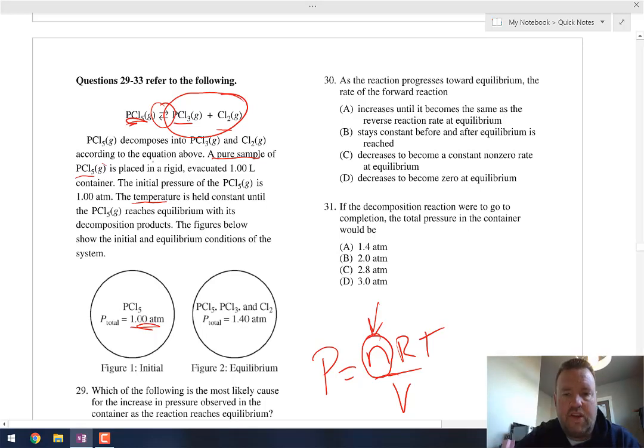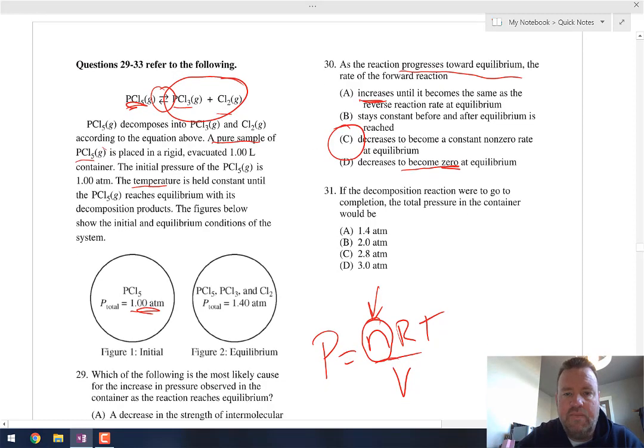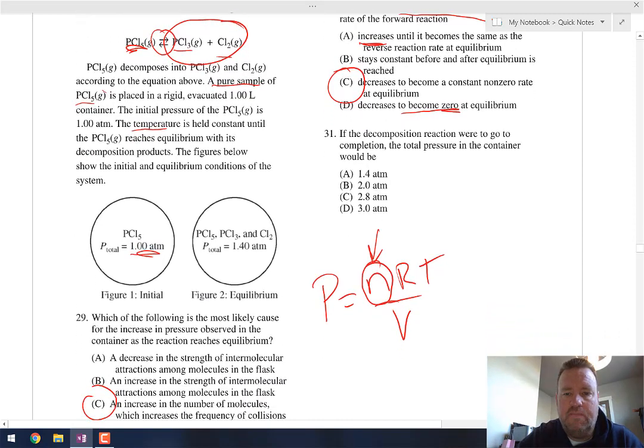Okay, so the forward reaction isn't going to increase. Okay, it is going to start out quickly, but then it is going to slow down. So as it progresses towards equilibrium, the forward reaction is going to decrease. Okay, but it's not going to become zero. Okay, it's going to keep going, so it's going to decrease to become a constant non-zero rate. So the correct answer is C.